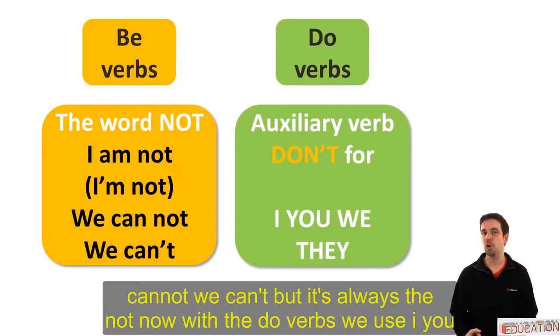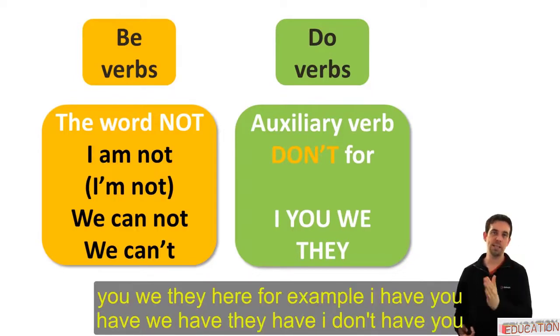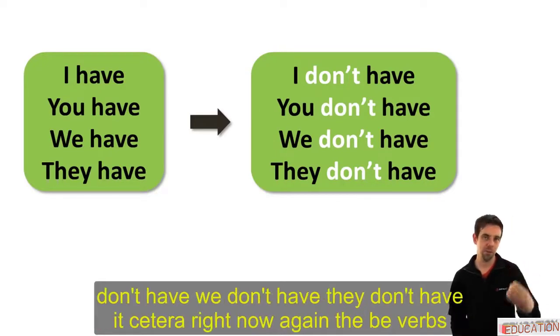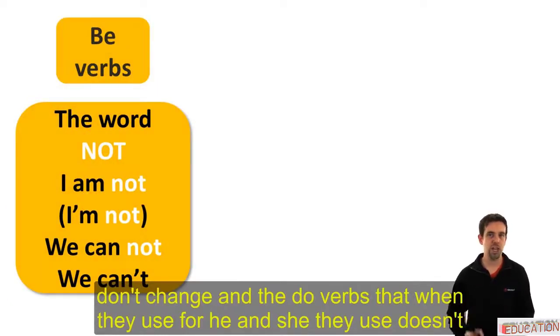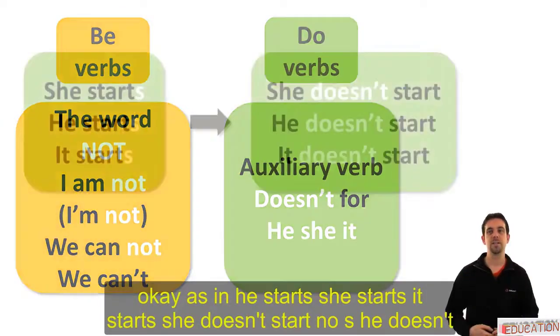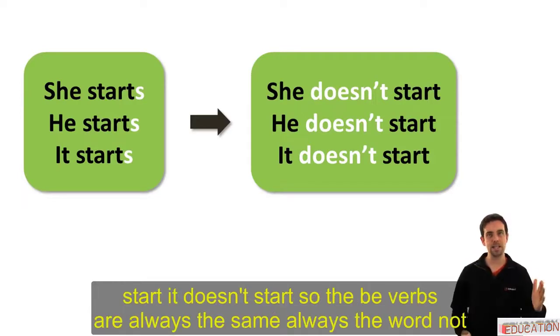Now, with the do verbs, we use I, you, we, they, right? In the negative, we use don't. So don't for I, you, we, they. Here, for example, I have, you have, we have, they have. I don't have, you don't have, we don't have, they don't have, etc. Right? Now, again, the be verbs don't change. And the do verbs, when they are used for he and she, use doesn't. Okay? As in, he starts, she starts, it starts, she doesn't start, no S, he doesn't start, it doesn't start.